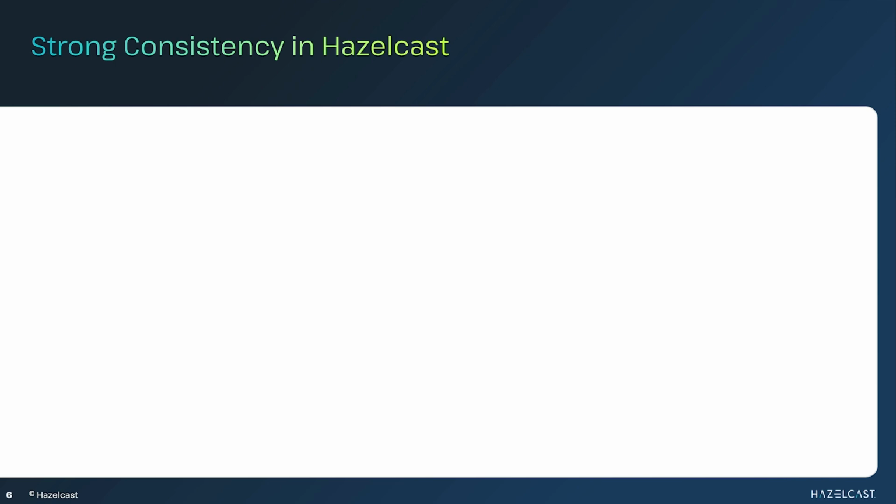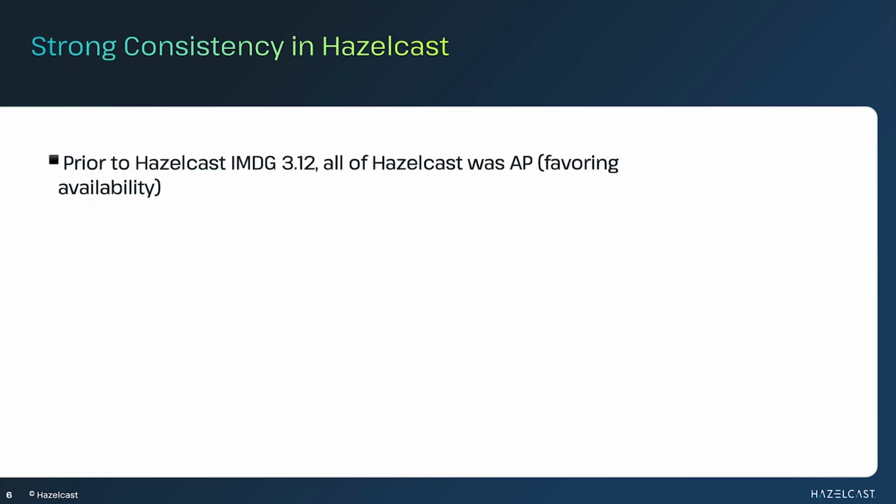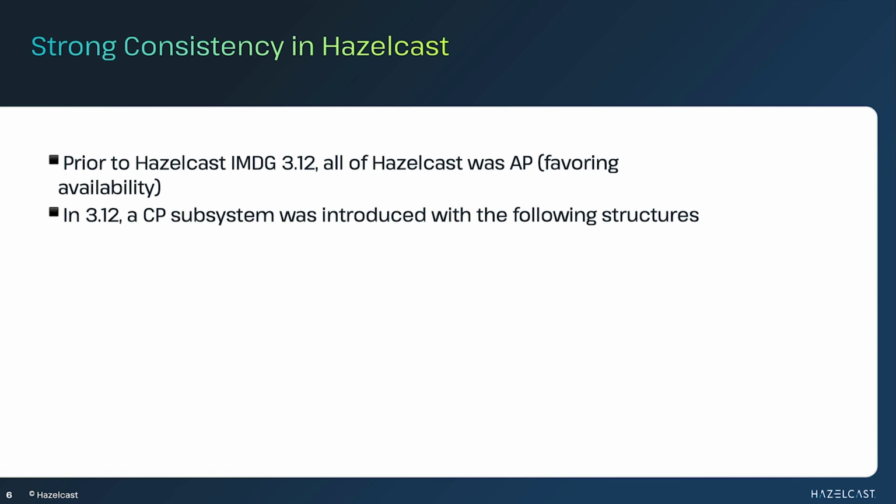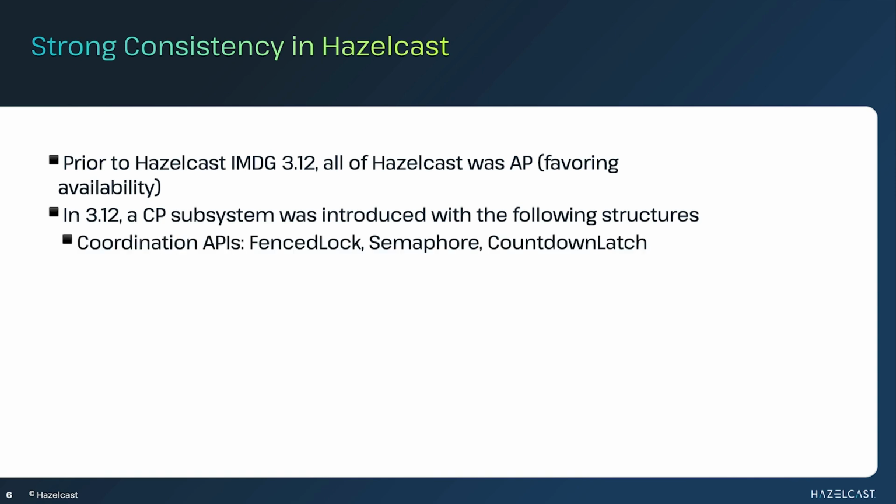Most Hazelcast data structures, including IMaps, are AP, favoring availability. But there are cases where AP is not the best solution. In Hazelcast 3.12 release, we introduced the CP subsystem, based on the Raft consensus algorithm. A carefully selected set of features was moved from the AP subsystem to the CP subsystem, based on what features tend to require consistency over availability.